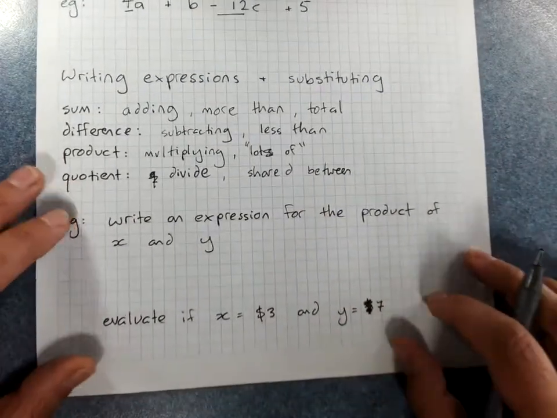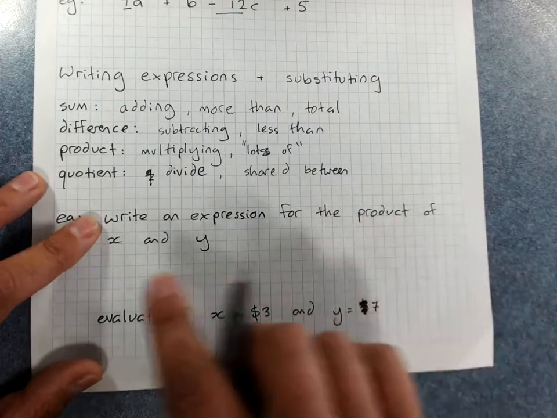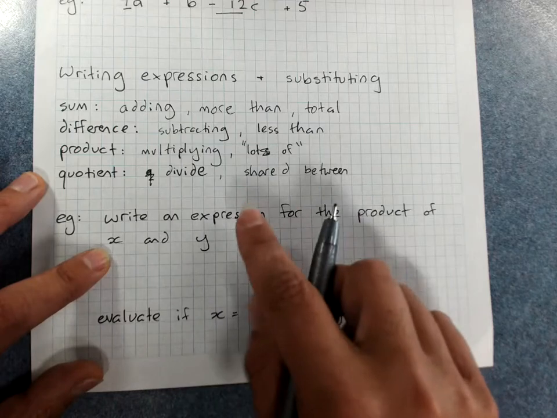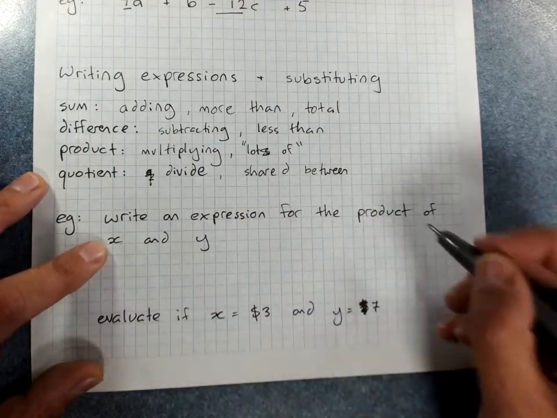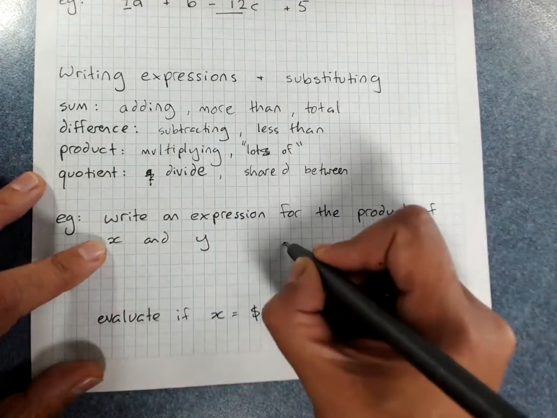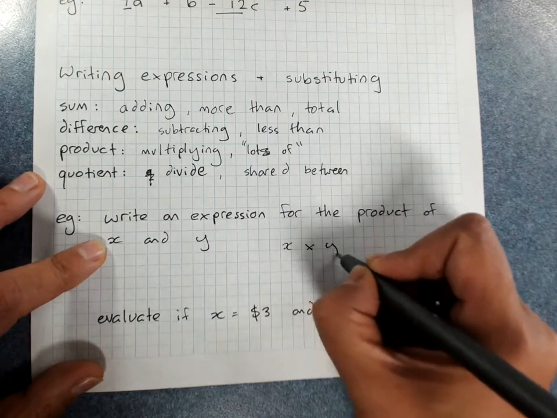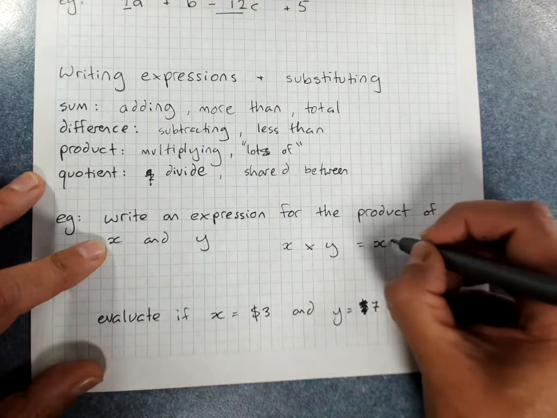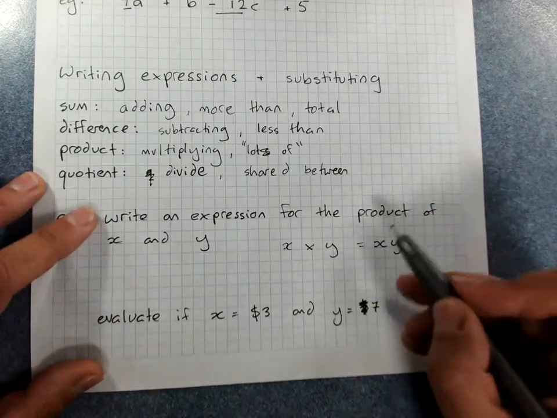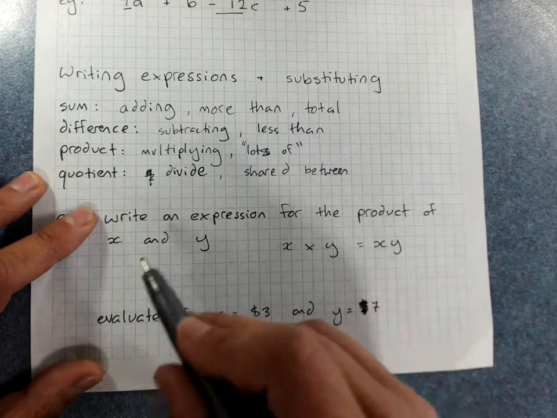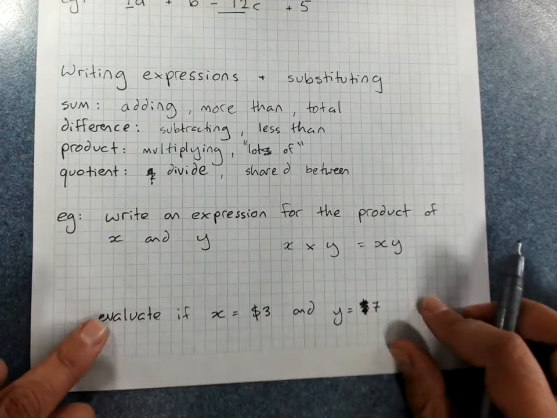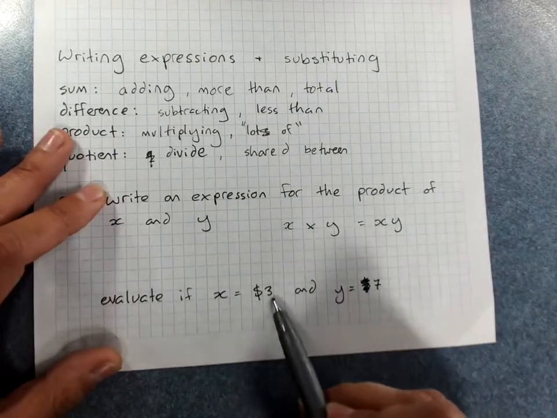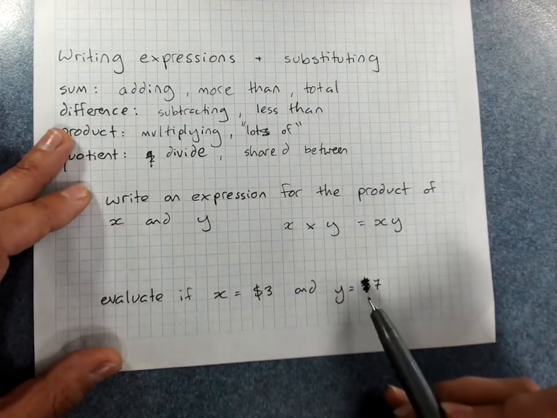So when they ask me to write an expression for the product of x and y, they're just saying multiply x and y and write that properly with algebra. And we don't write times signs when we've got x times y. No times signs in algebra. I would just write xy. That's an expression. And it's the product of x and y.